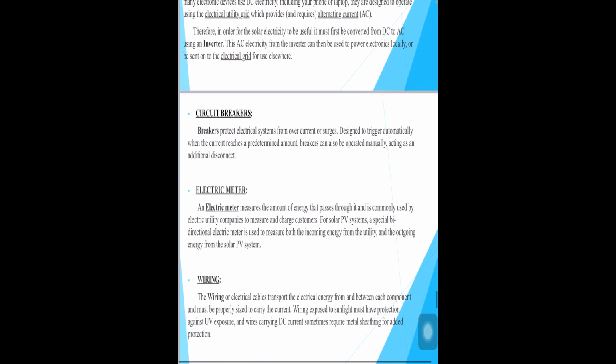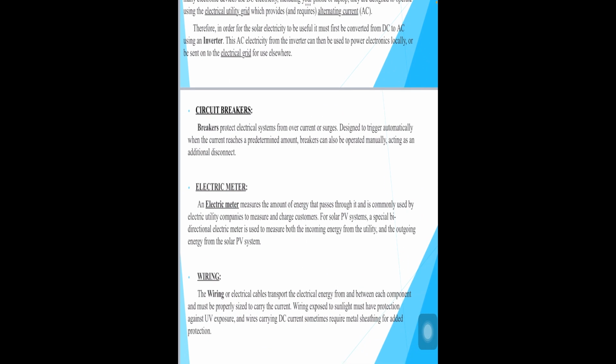Next, circuit breakers. Generally circuit breakers are used for protection from overcurrents and surges, and are designed to trigger automatically whenever excess current reaches a predetermined amount. Similarly, electric meters and wiring. The role of electric meters here is to measure the amount of energy that has been generated and passed to the grid. Wiring consists of electrical cables between different components that make sure the electrical energy is properly passed.